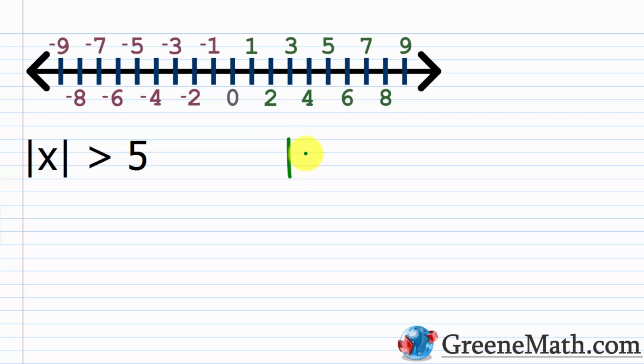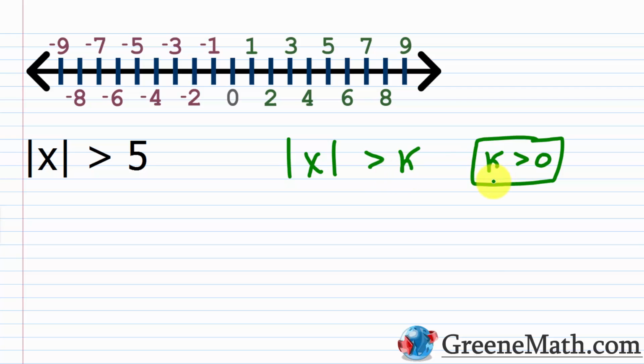So in general, the absolute value of x is greater than k, so this is a greater than case, where we say that k is greater than 0. Okay, this has to be the case to use this rule. Then what's going to happen is we set up a compound inequality with or. So x can be greater than k, or you could say the negative of x, because the absolute value will make that positive, is greater than k.